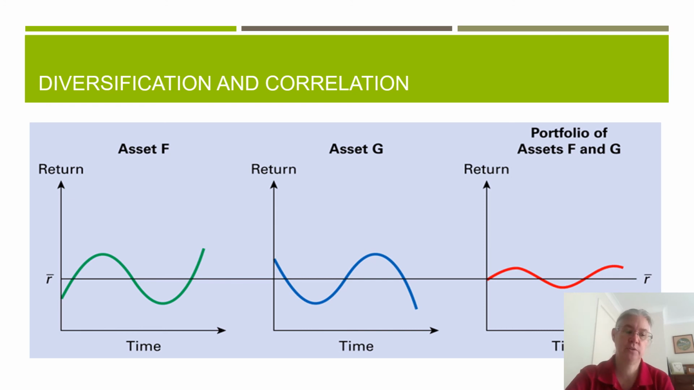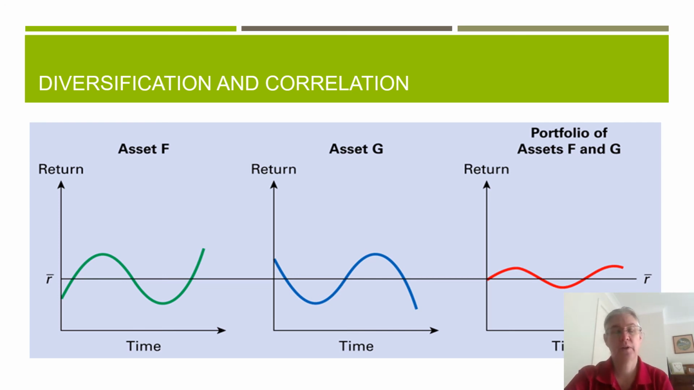Let's have a look at putting the 2 different types of assets together. So I've got here F. So F, as time is going along, is increasing. Let's have a look at G. So at the same time, G is decreasing in return. So they are negatively correlated. Not perfectly, it's not the exact same pattern, but fairly close.